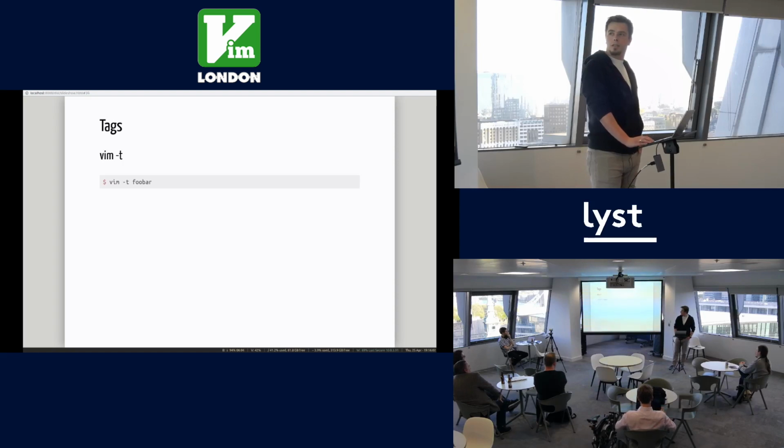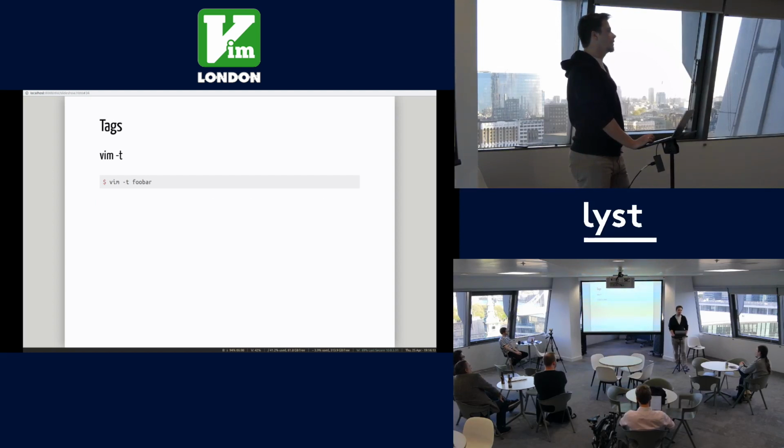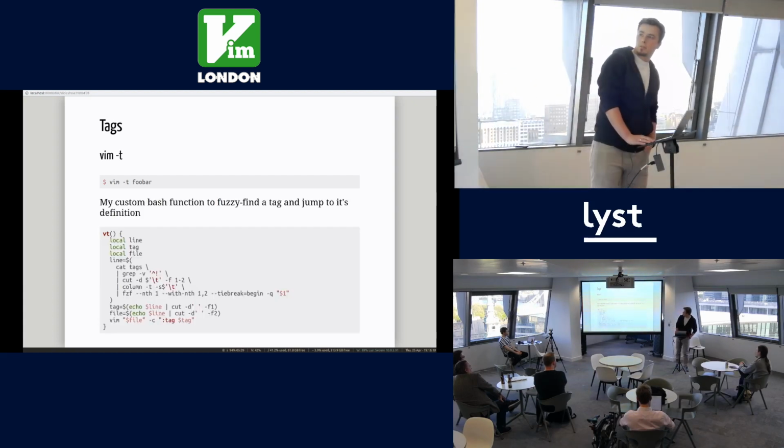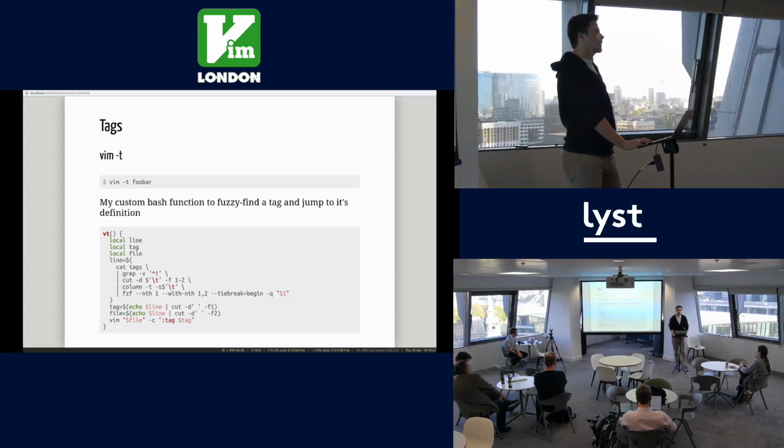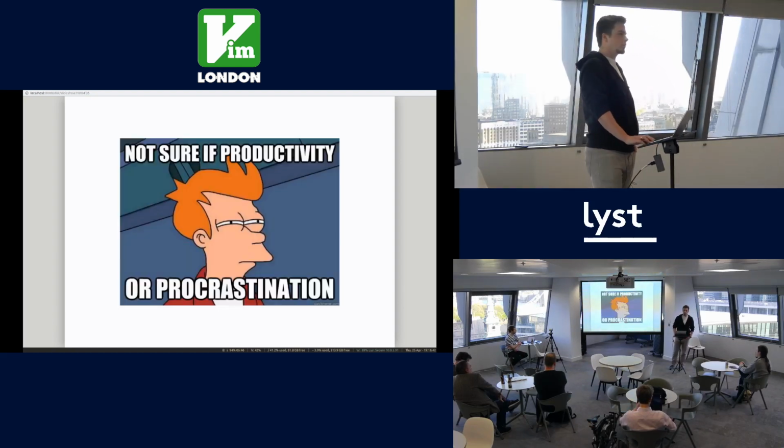Vim also has a command line option, -t. You can provide a tag, and it will jump directly: open Vim, open the buffer where the tag was defined, and jump to the line where it is. I often use my own bash function that displays a list of tags with files. So if there are multiple tags in multiple files with the same name, it has fuzzy search, so I can easily choose which tag I want to jump to. I spent quite a bit of time writing this function.